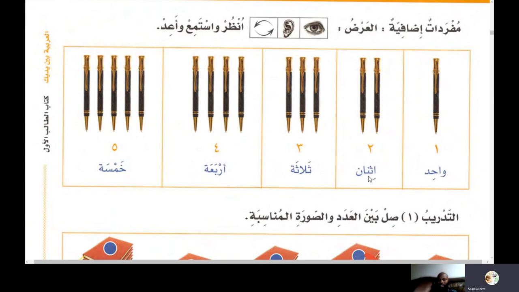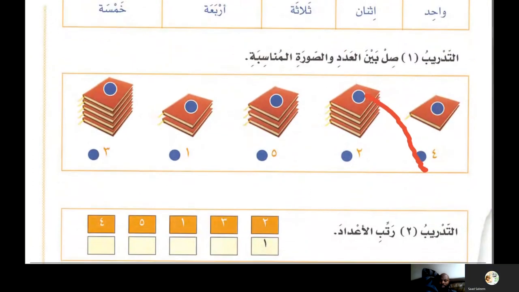Ithnan, ithnan. Then thalatha. Thalatha. Arba'a. Good. Khamsa. Good.